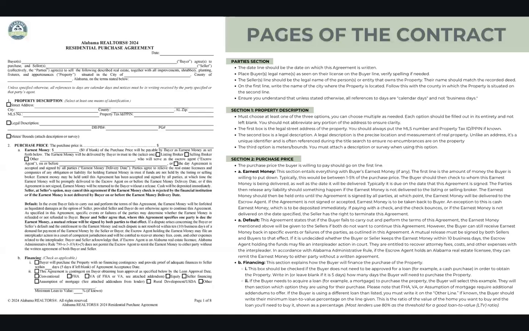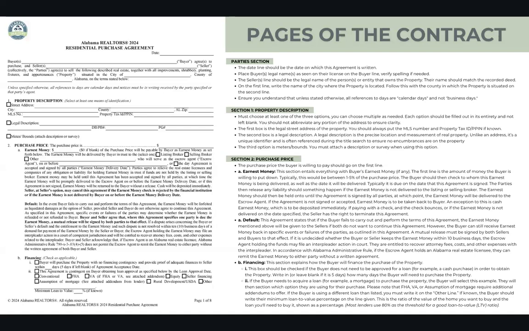The second box is the legal description. So legal description is the precise location and measurement of real property. It's a unique identifier and is often referenced during the title search to ensure no encumbrances are attached to the property. The third option is metes and bounds. So you must attach a description or a survey if you're using that option.